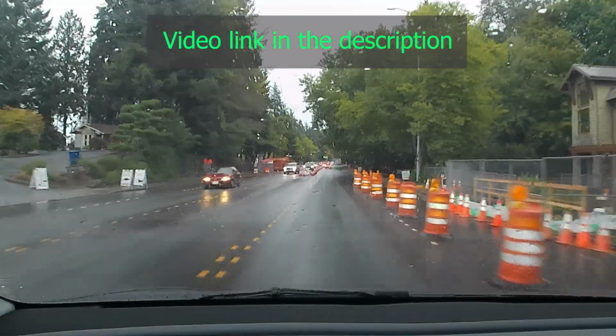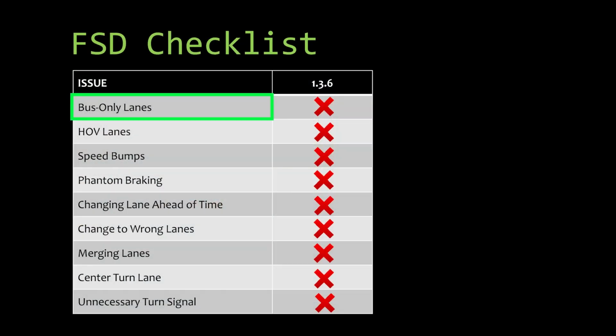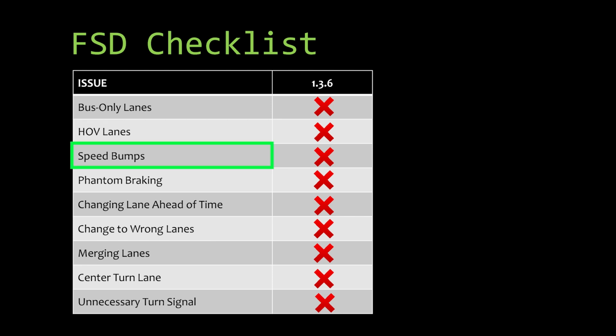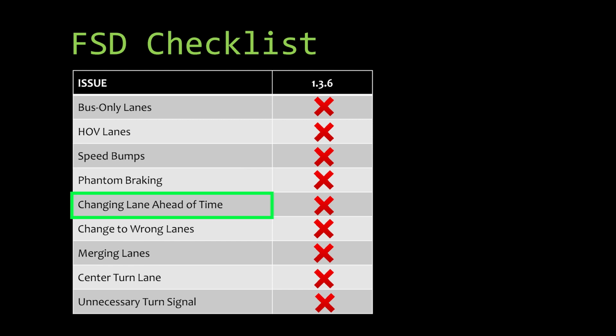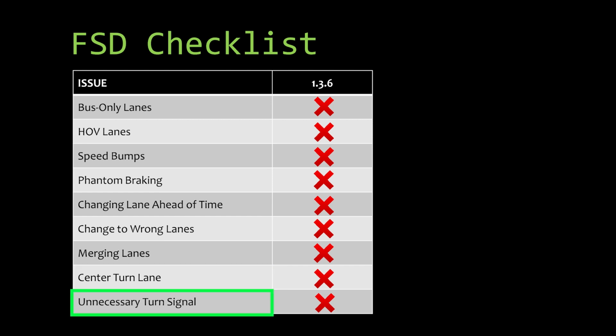To track FSD issues and improvements in every update, I created this checklist: not recognizing bus-only lanes, not recognizing HOV lanes, failing to react to speed bumps, the phantom braking issue, not changing lanes early enough when a turn or exit is approaching, incorrectly changing lanes to avoid slow traffic, which results in deviating from the navigation route, problems yielding to cars ahead when lanes are merging, using the center turn lane to overtake slower vehicles, activating the turn signal unnecessarily, such as on sharp curves.